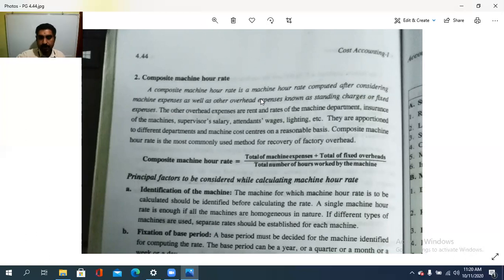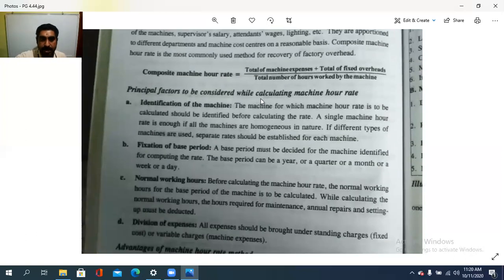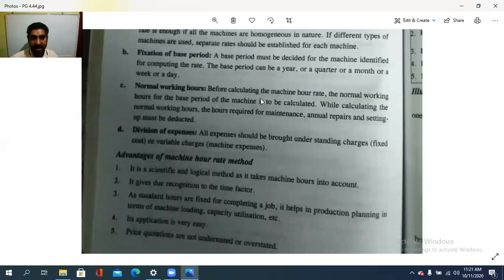Then the principal factors to be considered while calculating the machine hour rate. One is identification of the machine, that is, identify which machine it is. Then fixation of the base period, that is, for how many years the particular machine will be made to work, that should be known. Then working hours, normal working hours to be ascertained or set. Then division of the expenses.